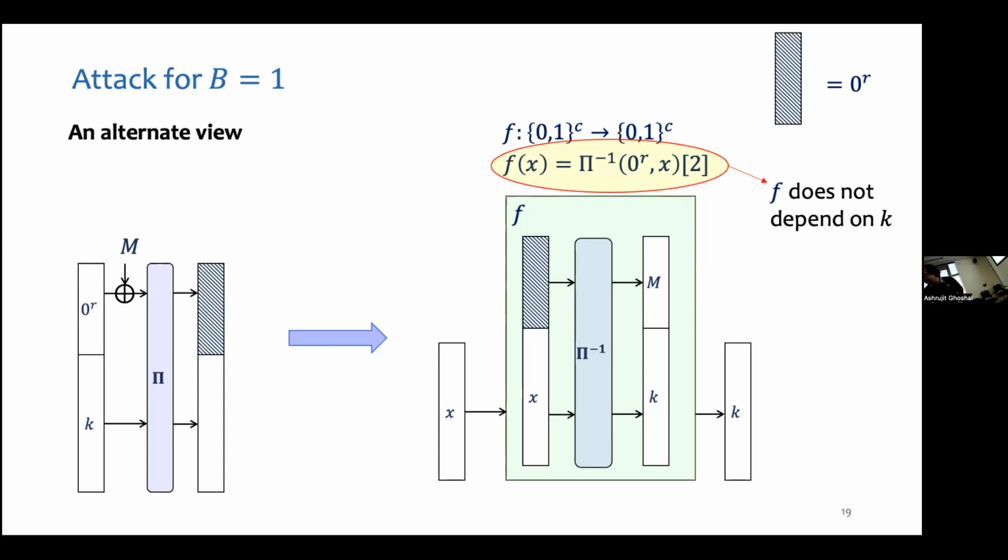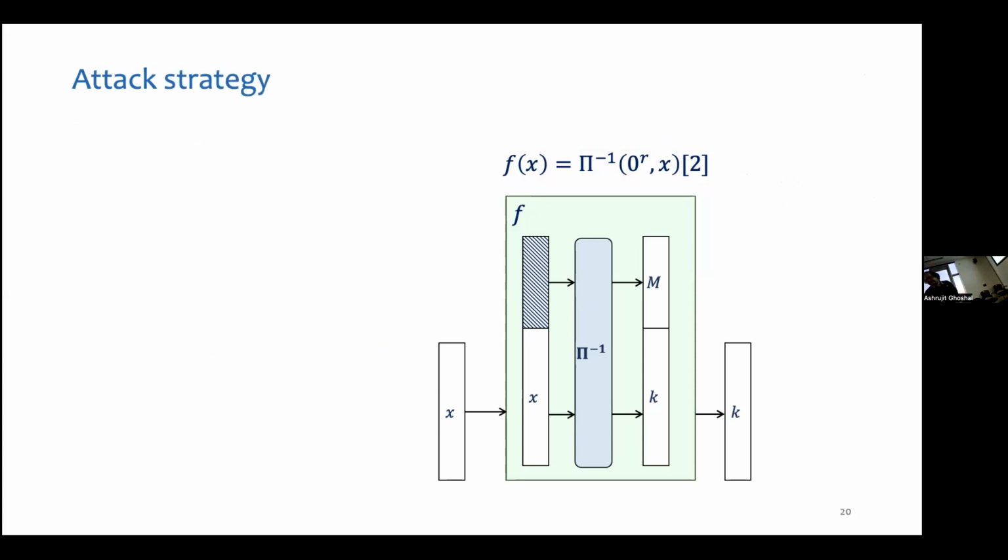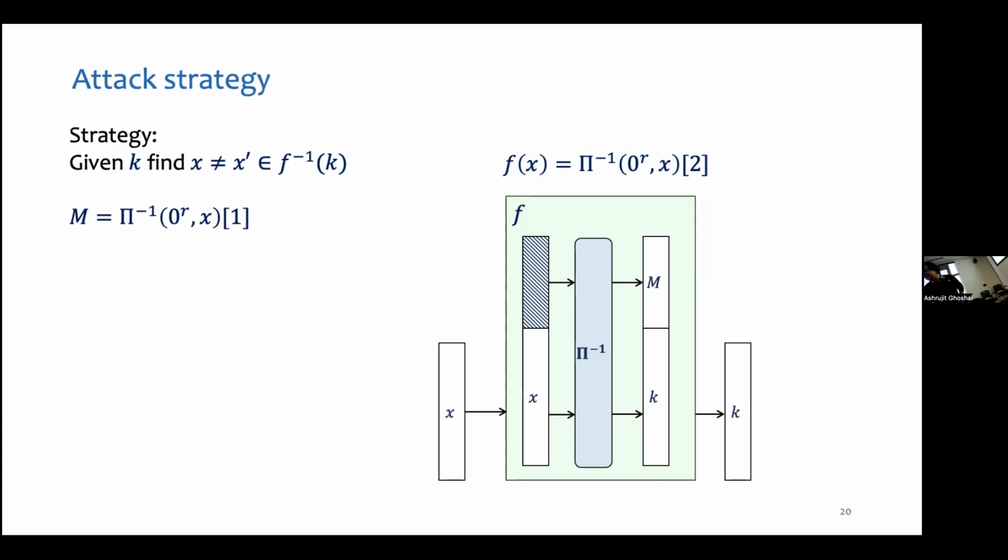This is how we'll do it. I propose the following attack strategy. Given a randomly sampled key k, use function inversion to find two distinct inverses x and x prime. Having done that, compute m as the first r bits of the evaluation of the inverse of pi on r zeros followed by x, and compute m prime similarly. Output the messages m and m prime.